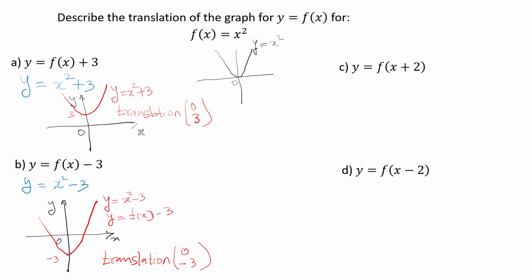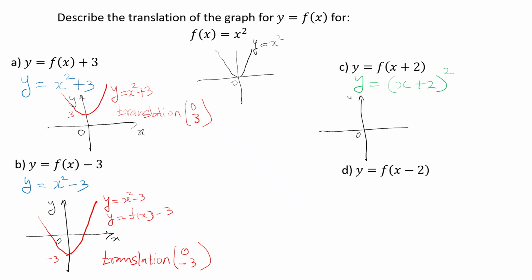Next question, y equals f(x plus 2). That means the constant is inside the bracket. The constant is inside the function. So y equals, wherever there is x, we need to put x plus 2. So the new x is x plus 2. So the x value is now changed. The y value is not changed. So let's draw the graph.